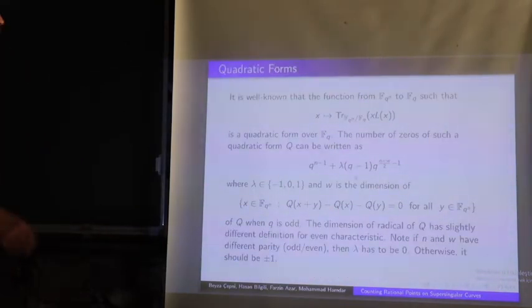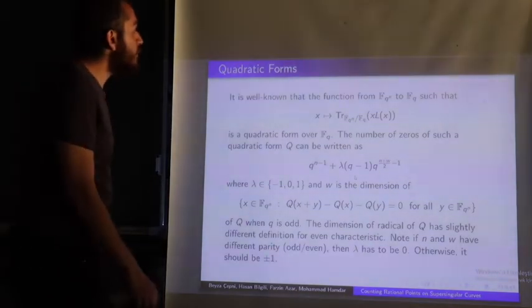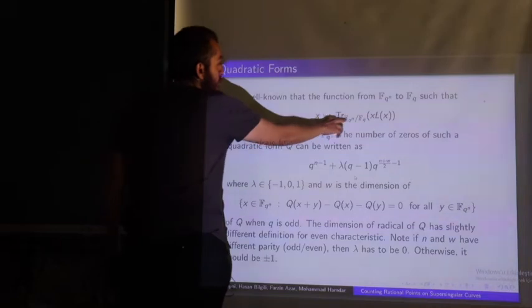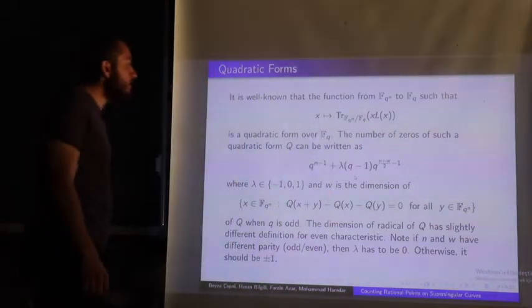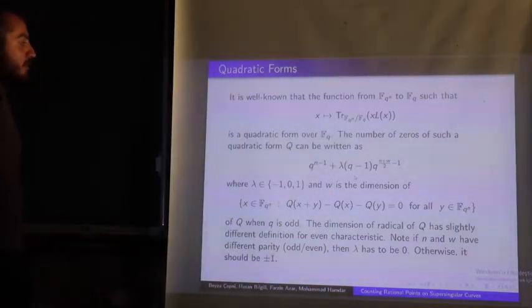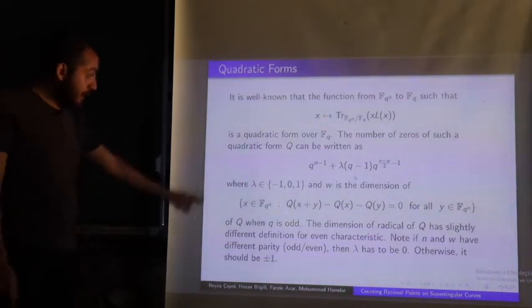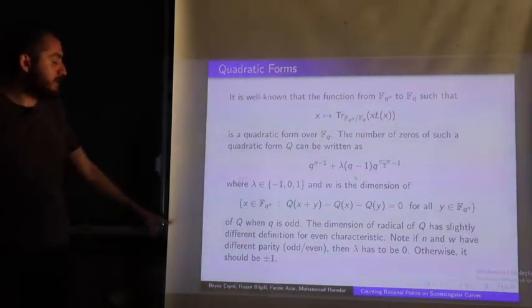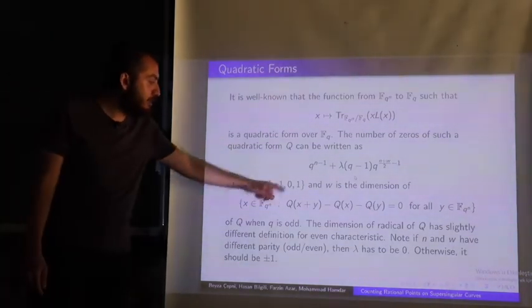Now we have the quadratic forms. It is well known that the function from F_q^n to F_q, such that x goes to the trace of x times L(x), is a quadratic form over F_q. The number of zeros of such a quadratic form can be written as in this formula, where lambda is equal to -1, 0 or 1.